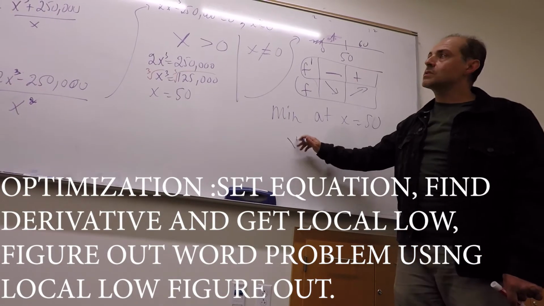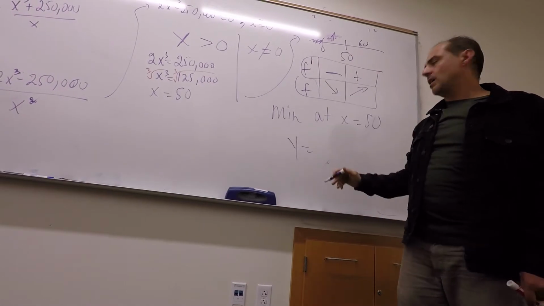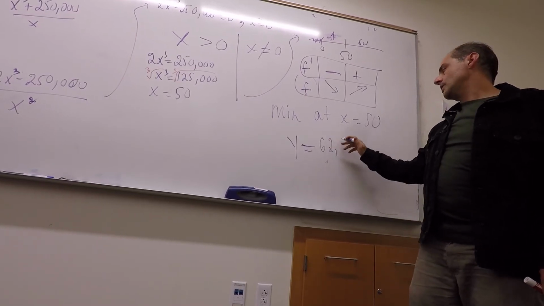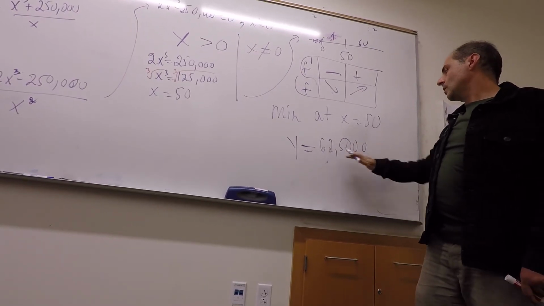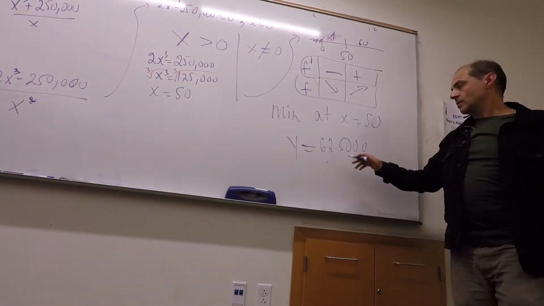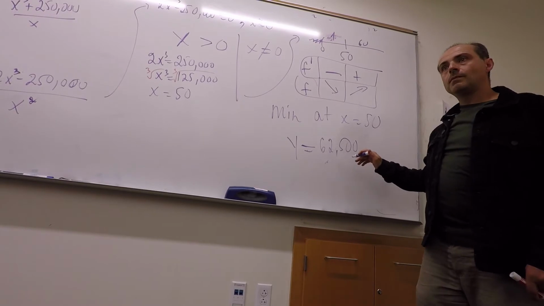And the y was, we already had a formula for y. What was it? 62 over x squared. How many zeros were here? Yeah, two zeros. Over x squared.